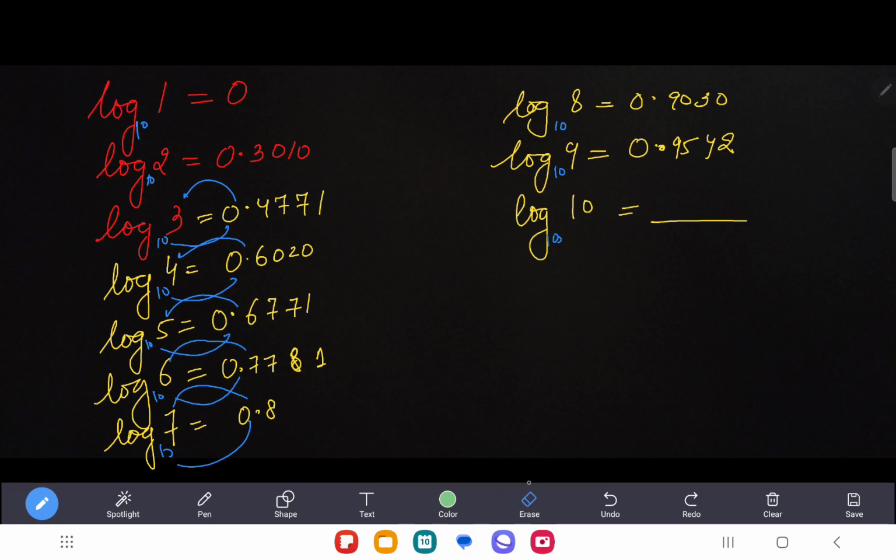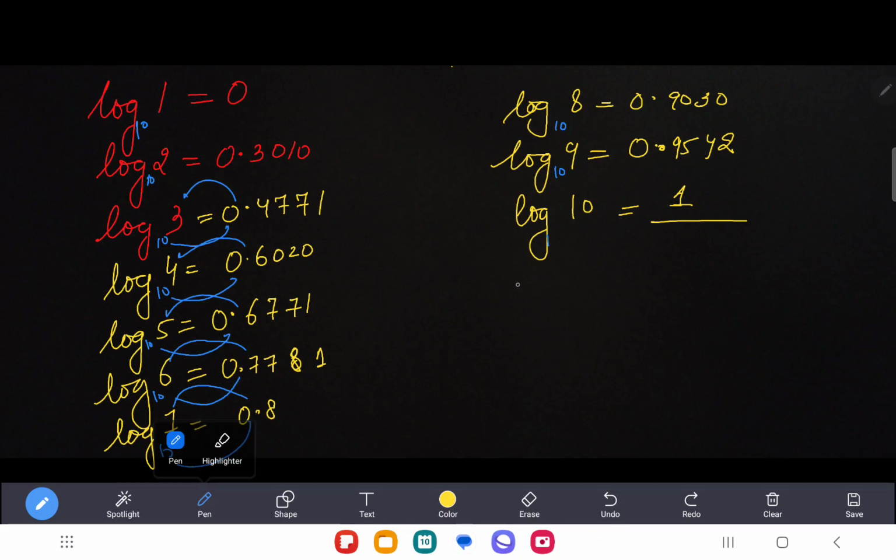What shall be log 10 to the base 10? Tell me. It'll just be 1. Yes. So these are certain values, and I'll explain to you how these values actually came, because only then you will be able to understand the questions.